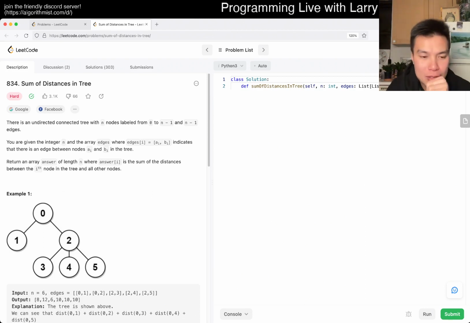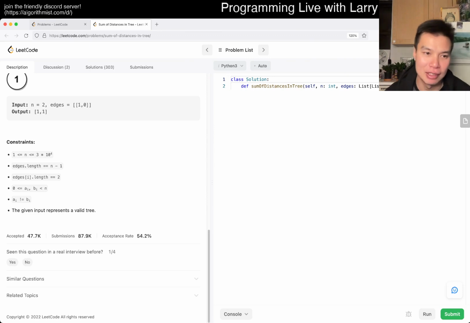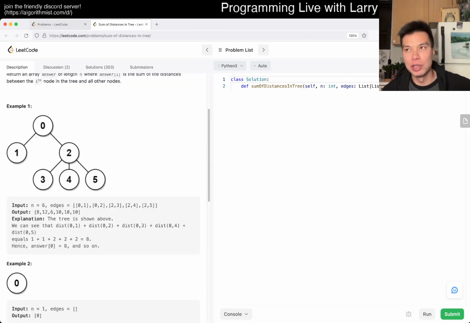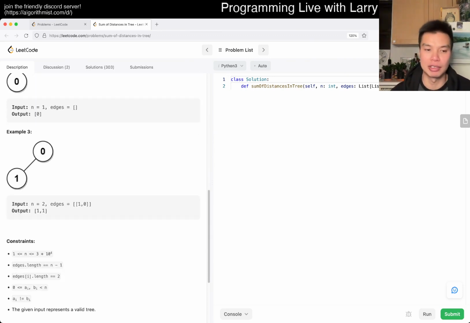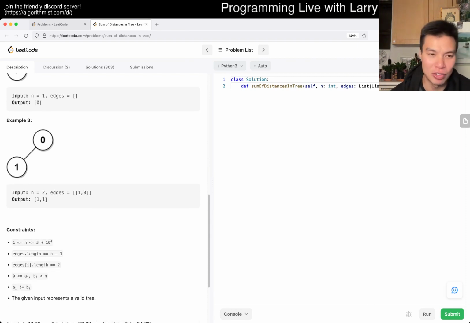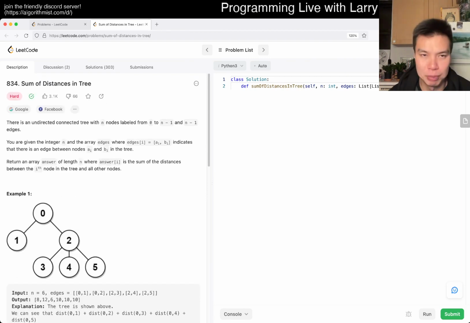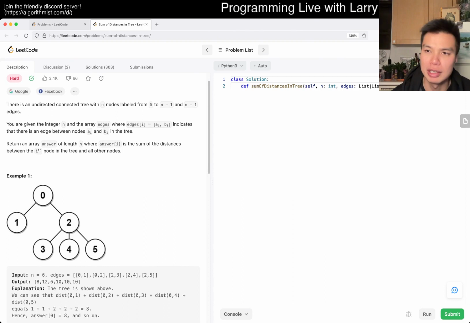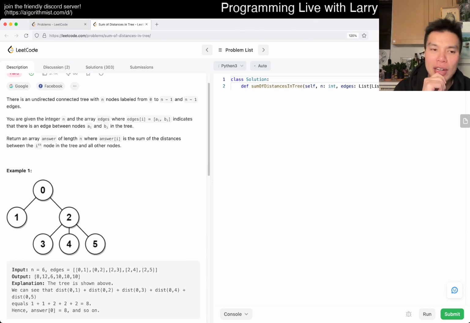But it's that I do this thing where let me take a look at n. Okay, n is 3 times 10 to the 4th, so you can't do anything n squared, is what I was going to say, because, well, if it's n squared, it's easy. You just brute force everything, with the shortest path from each one.